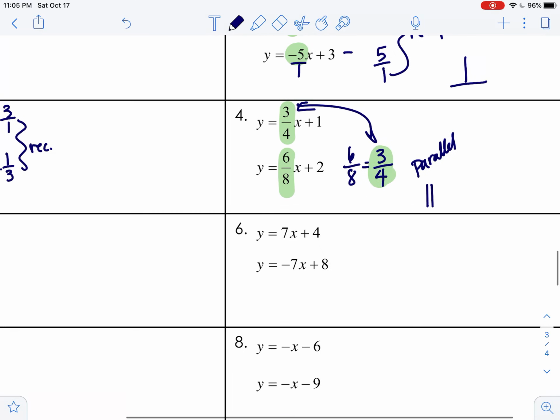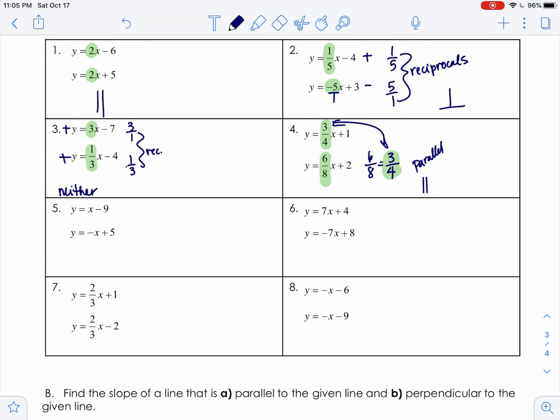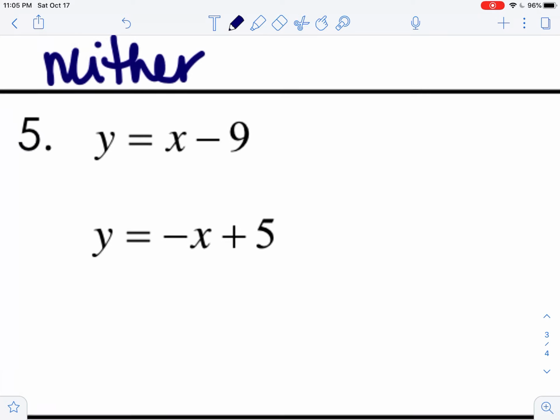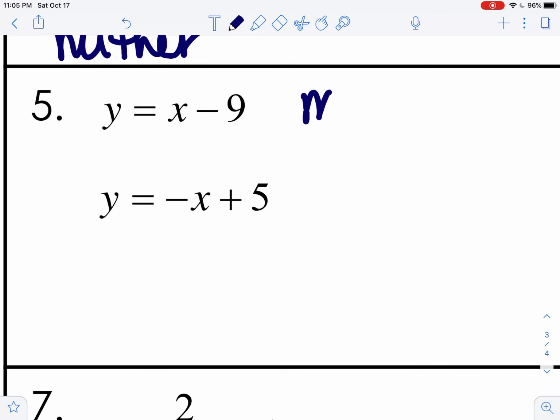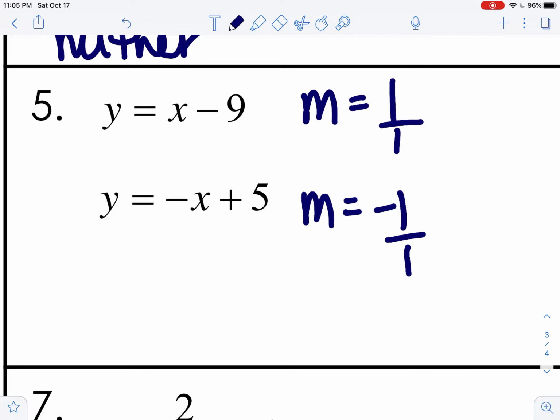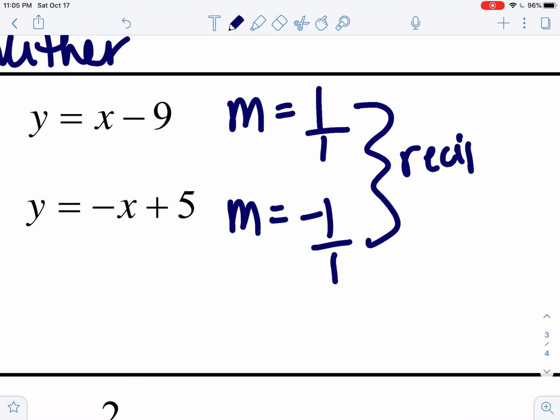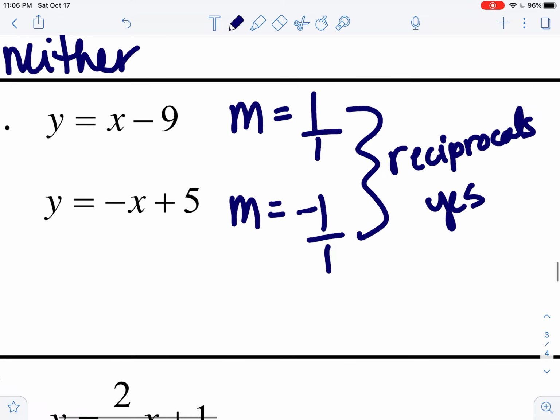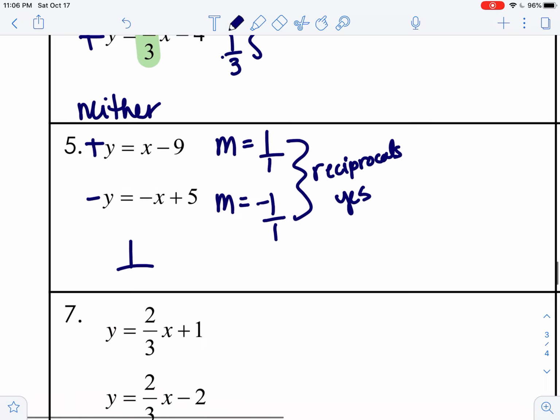Again, your goal is to be able to look at your equations and identify if they are parallel, perpendicular, or neither. So this next one here is a tough one. You have your slope, which is a 1, and then you have your slope of this guy, which is -1. So let's go ahead and let's place them over 1. Now, are these reciprocals of each other? Yes, they are, because 1 divided by 1 is the same as 1 divided by 1. Now, if you look, this one is positive and this one is negative, so that satisfies our conditions for perpendicular, so we're going to say they're perpendicular.